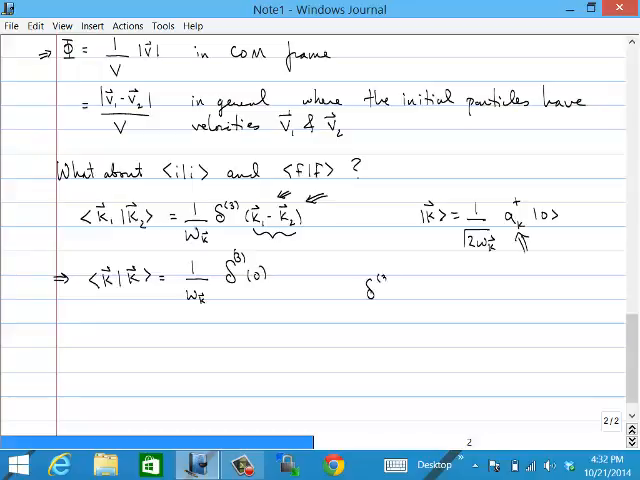So in particular, delta 3 of k, we could use, for example, the definition of the delta function in terms of a Fourier transform. Just set k equal to 0, and this is the integral d3x, otherwise known as the volume, when k goes to 0. Okay. So if you have a single particle state where the particle has momentum k, then the norm of that state is the volume of space over the energy of that particle.